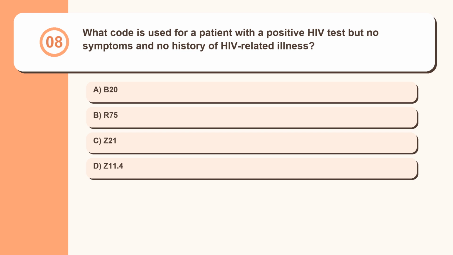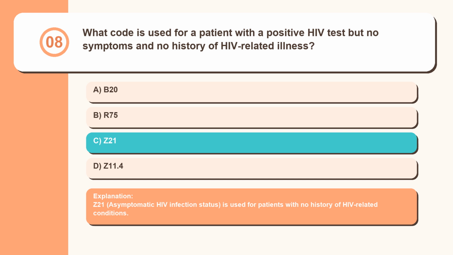Question 8. What code is used for a patient with a positive HIV test but no symptoms and no history of HIV-related illness? B20, R75, Z21, Z11.4. Z21, asymptomatic HIV infection status, is used for patients with no history of HIV-related conditions.